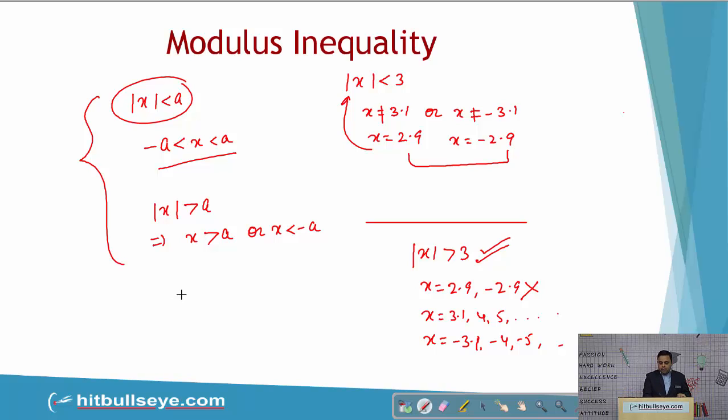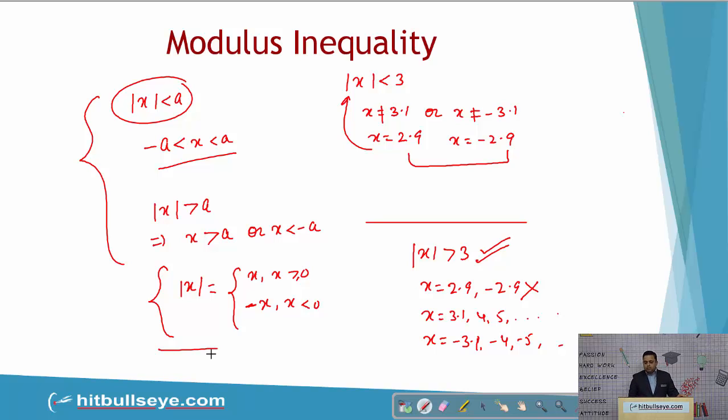Also keep one thing in mind, that for the modulus function, mod x is equal to x if x is positive, and it is equal to minus x if x is negative. So this is the second result that we will use in the questions. Now let us discuss this concept in the next question.